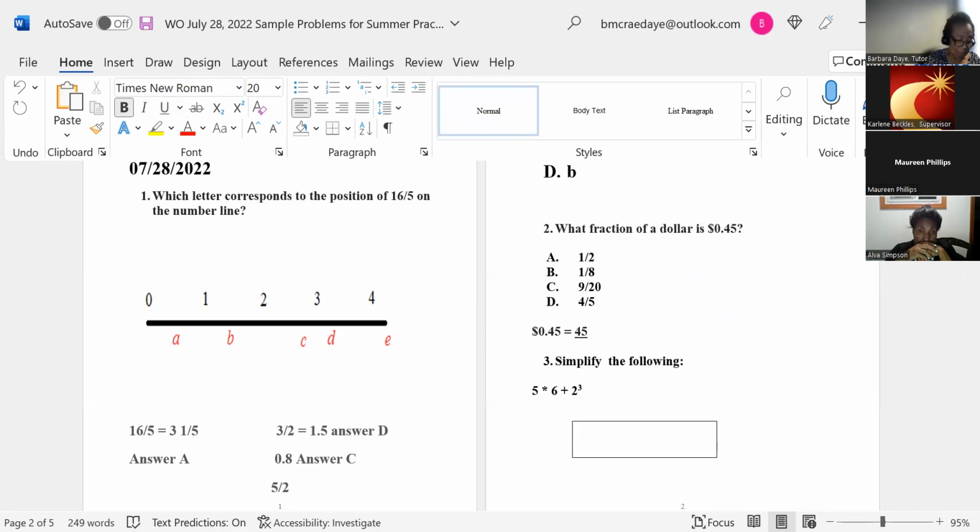45.45 is 45 over 100, right? So when you look at this one, you say, well, let me see, what could it be? Now, what's the common factor of 45 and 100? 5, right? 9 times 5 is 45, and 20 times 5 is 100. So it's like mental math. Very good.